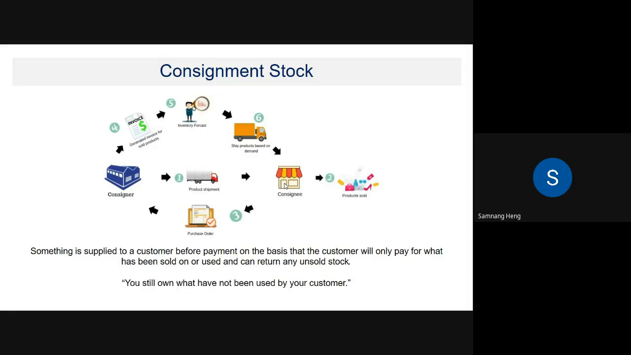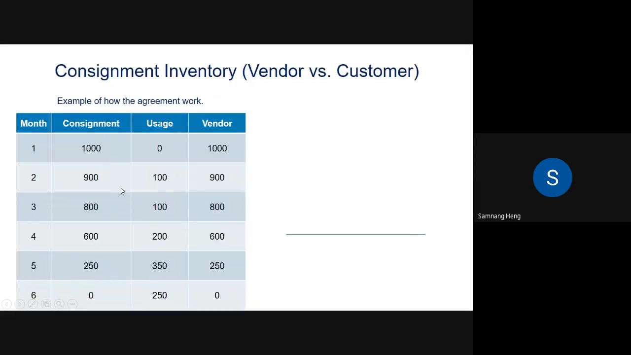Okay. So for a short definition, from the consignor perspective, you still own what has not been used by your customer. Even though you put your product in the consignee's warehouse, like a retailer's warehouse, you still own it as long as your product has not been sold to the consumer. This is from the vendor, let's say consignor to vendor, perspective.